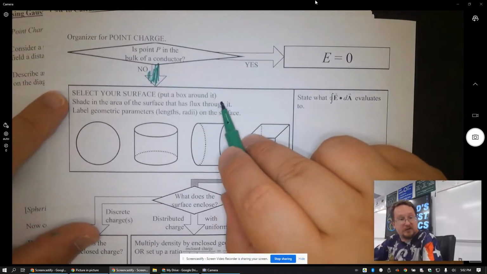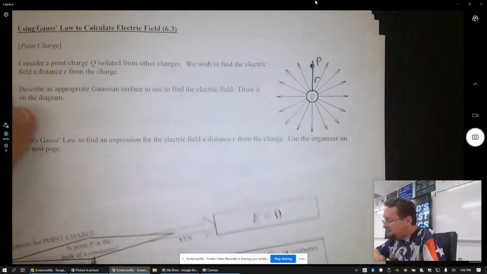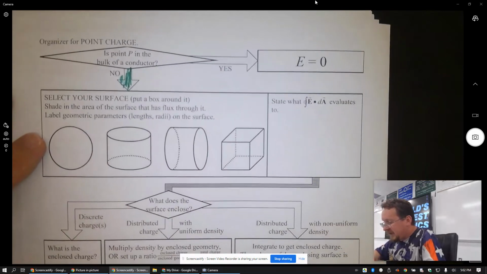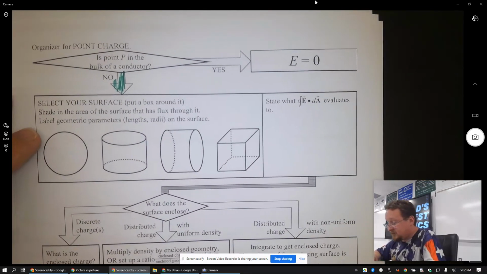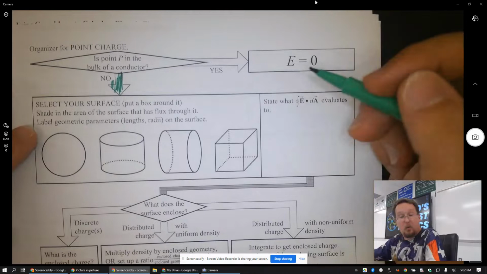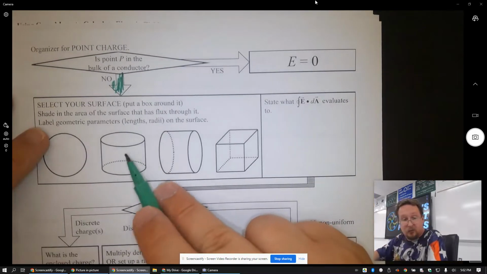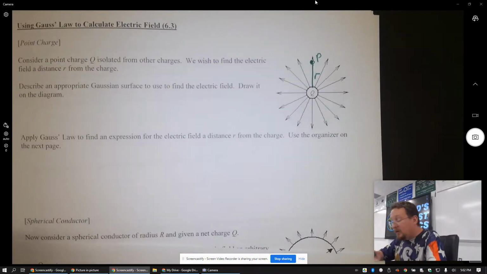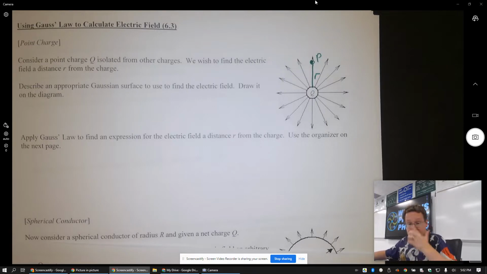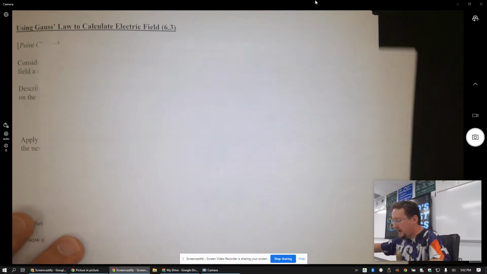Okay, so select your surface. We're going to put a box around it. Golly gee, I wonder which of these actually obeys the symmetry of the situation. Now, what you really want here is you want students to give you a wrong answer. One of the things you find out is that you can teach so much more to wrong answers than you can to right answers, right?